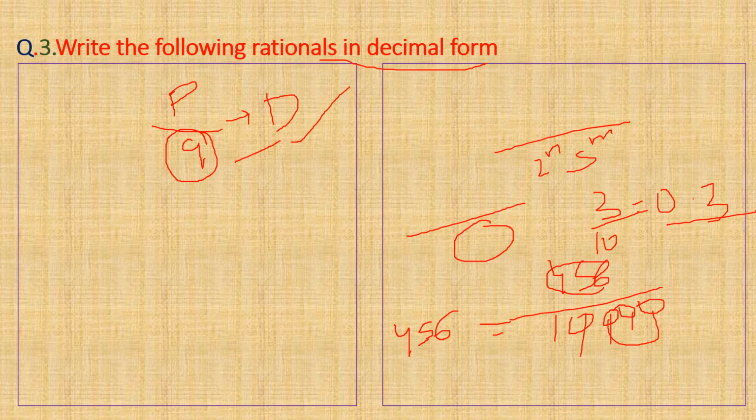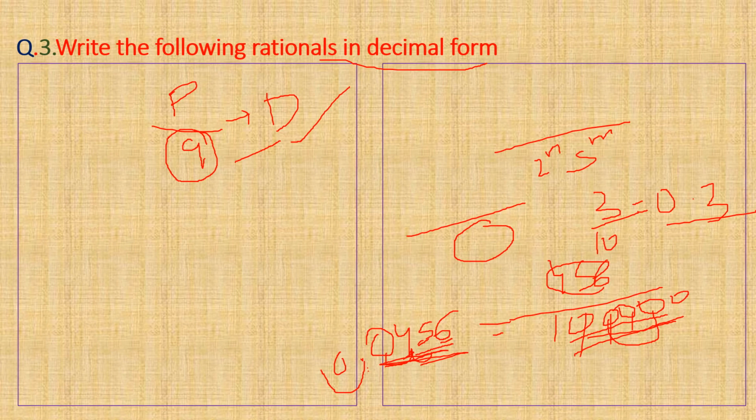So count from the last ending: 1, 2, 3, 4. Here there are 4 zeros, but here we have only 3 digits. So for the other digit you just put 0 here and put the decimal. Whatever the number of zeros, that many digits should be there after the decimal. Here 4 zeros are there, so there should be 4 digits after the decimal. Suppose I gave 5 zeros, then you will get 0s like this.